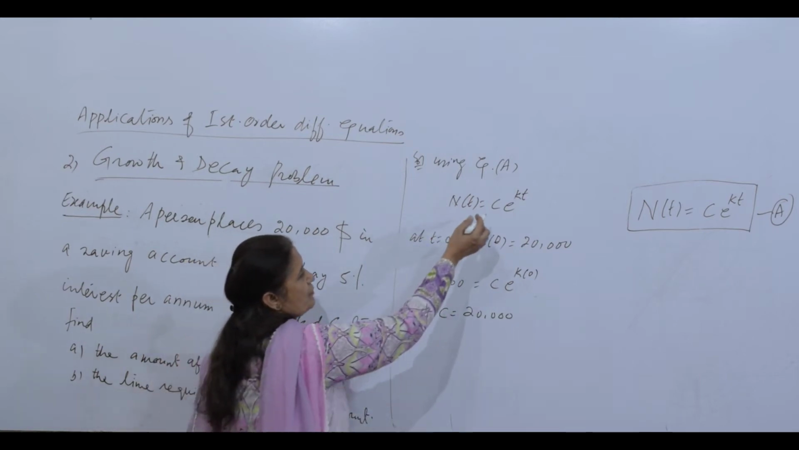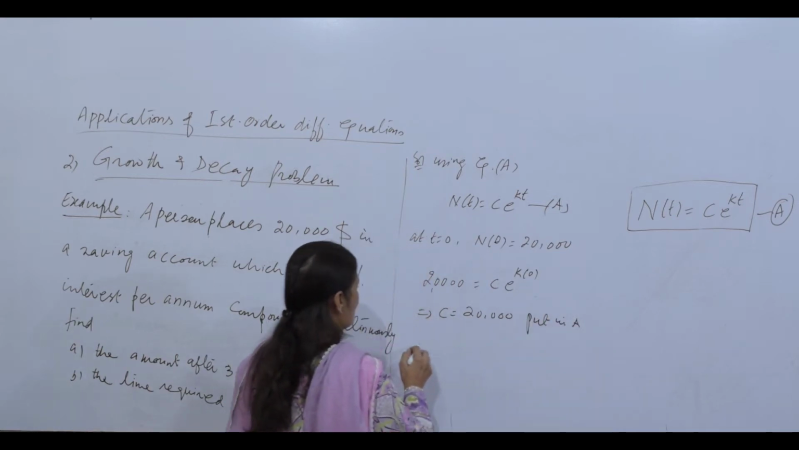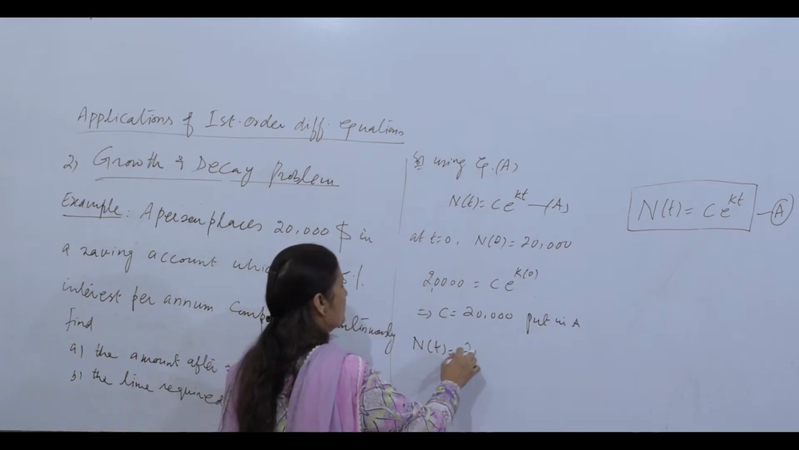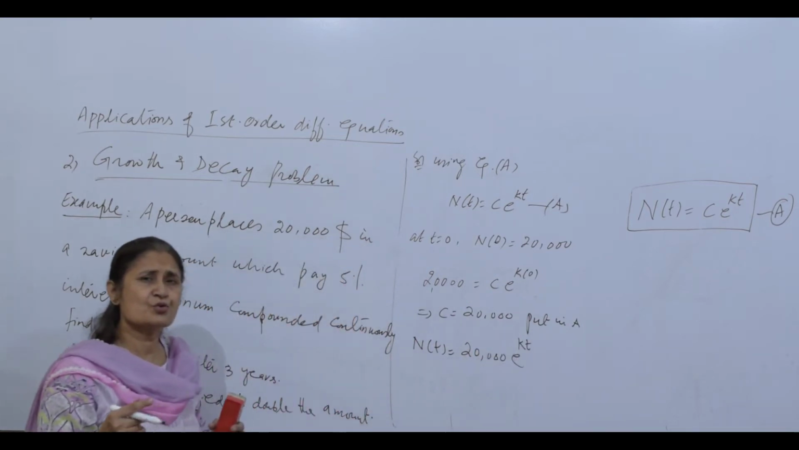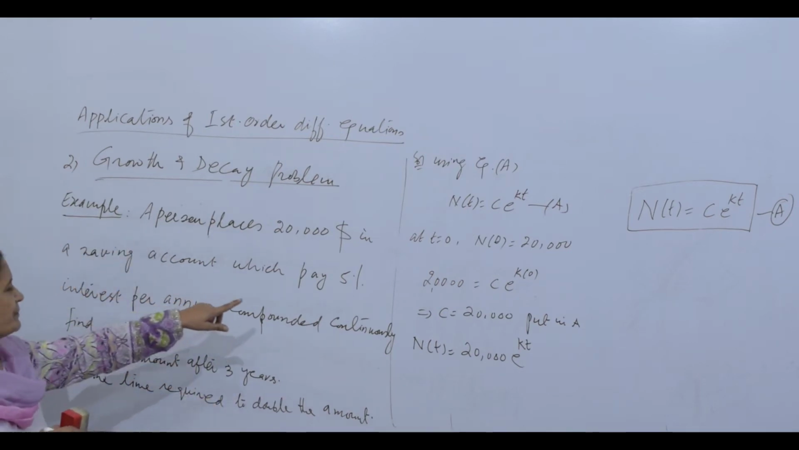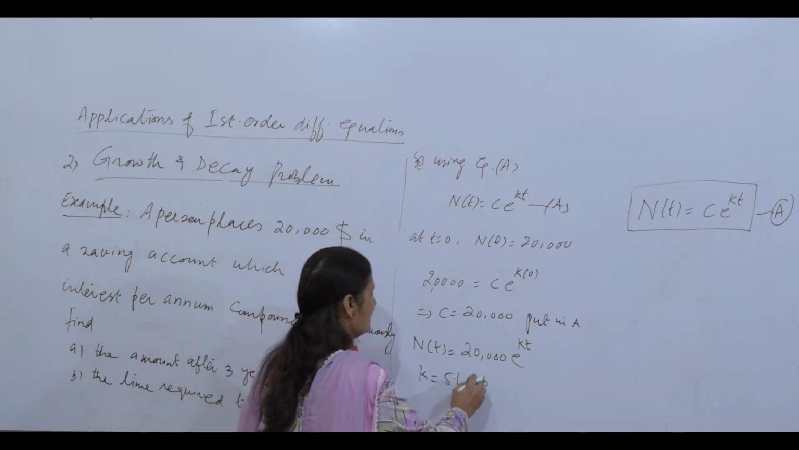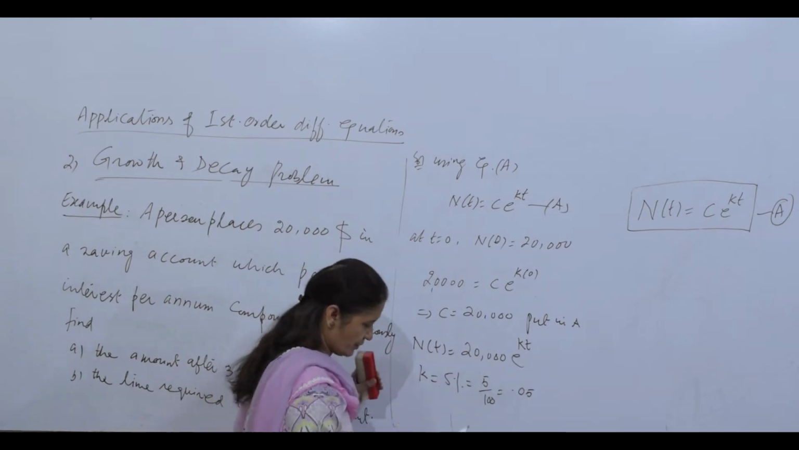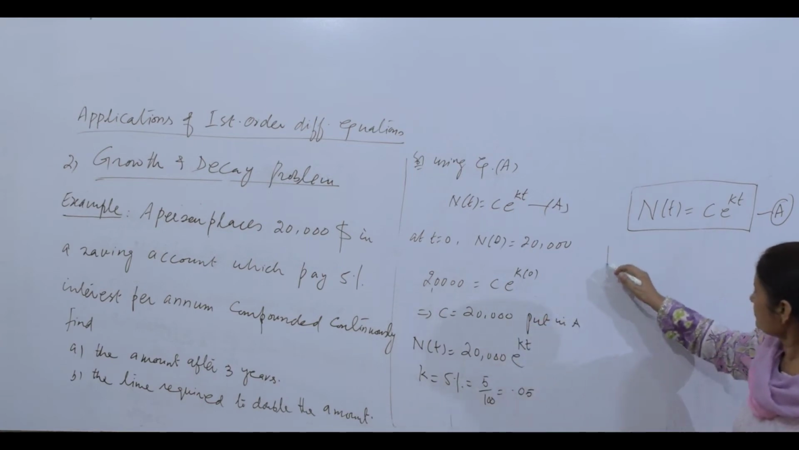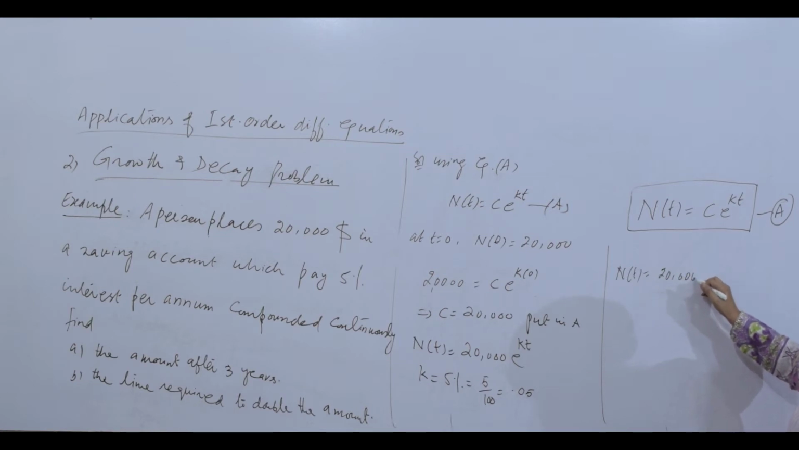If C is 20,000, put it in A. So N(t) is equal to 20,000 e^(kt). Now what is k? k is the constant of proportionality. In this case it is 5%, which means 5 by 100, that is 0.05. So putting it in the equation, you are left with N(t) is equal to 20,000 e^(0.05t). That's all.